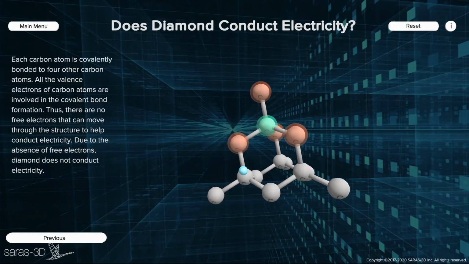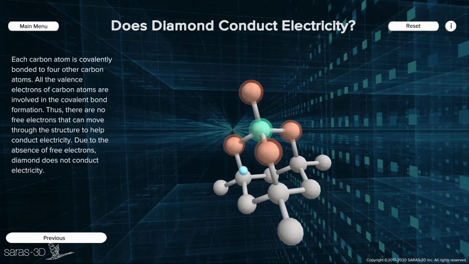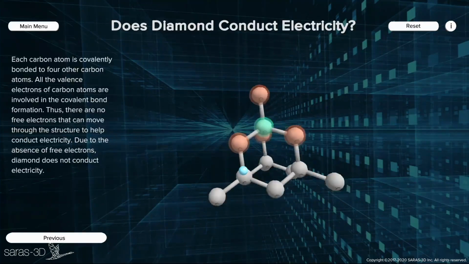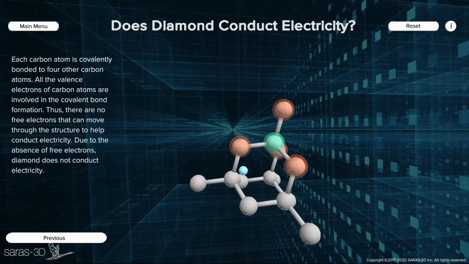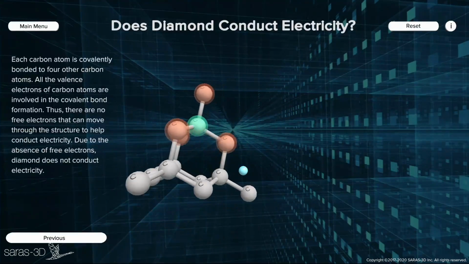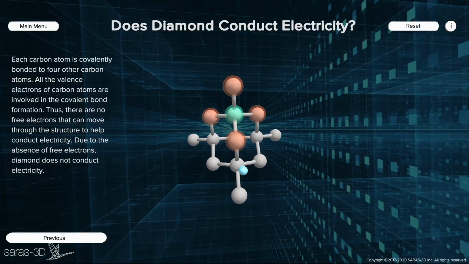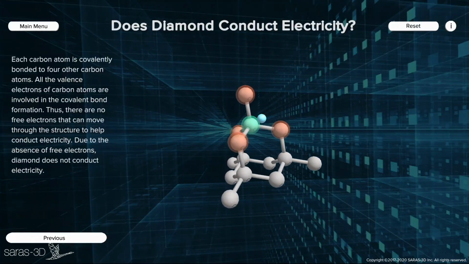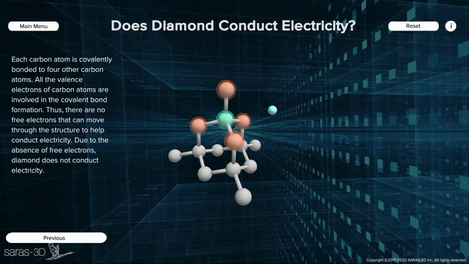And due to the absence of free electrons, we know that diamond will not be able to conduct electricity, because it is due to the motion of electrons that the conduction of electricity takes place. But in the case of diamond, we just saw that there are no free electrons, so diamond does not conduct electricity.